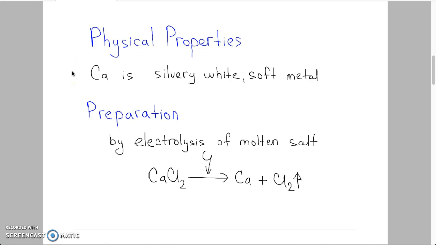Physical properties of calcium. Calcium is a silvery white, soft alkaline earth metal. If we talk about preparation, metallic calcium is best prepared by the electrolysis of molten calcium chloride, as in the reaction below. It needs electricity.